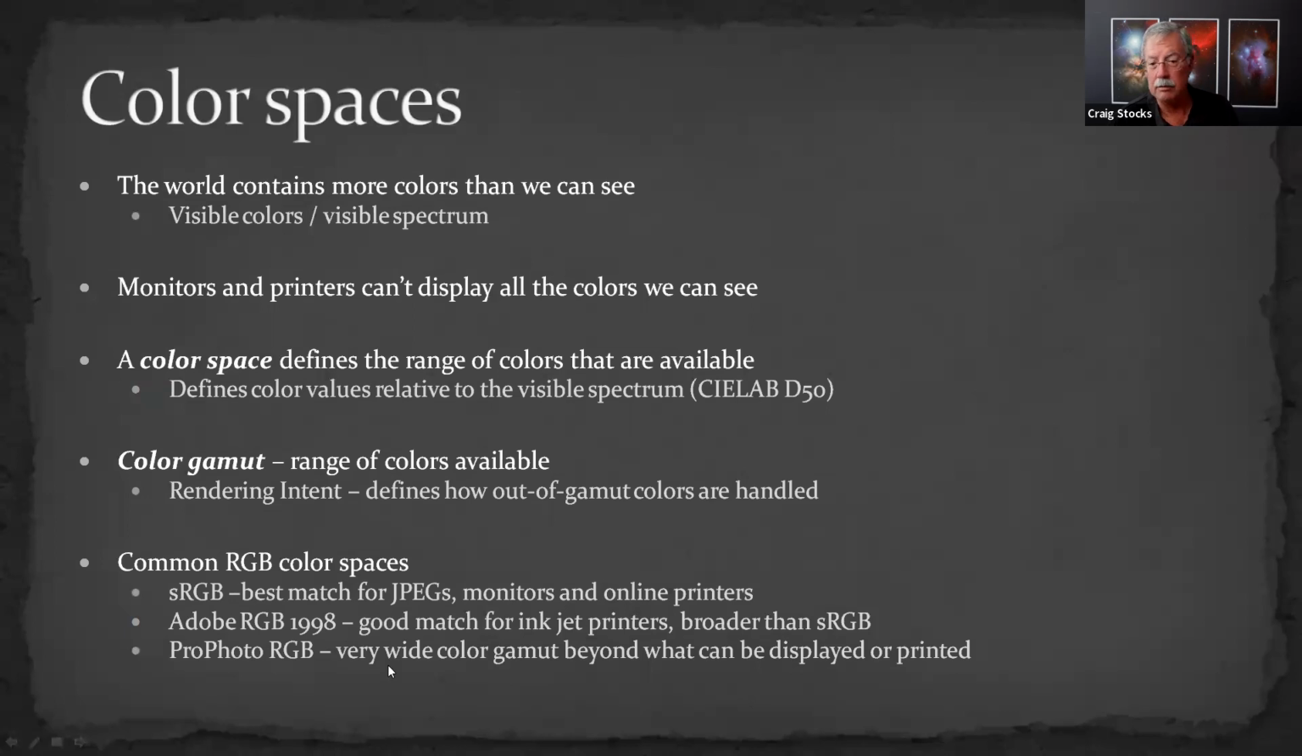Some of the common color spaces that we use as photographers: sRGB, which is really the best match for JPEGs, monitors, and online printing. Adobe RGB 1998 is a little bit larger color space, encompasses more colors, and it's a good match for a good inkjet printer. It's broader than sRGB. ProPhoto RGB is the largest commonly used color space. It's very wide, almost encompassing the entire visible spectrum, but it is beyond what can be displayed and what can be printed.